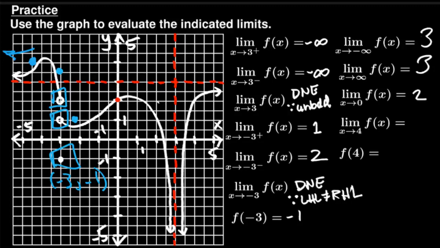Alright, anyway, how about let's look at as x approaches 4. So here's 4. Let's just see if we just look over here. Is there a point? Oh, hey, look, there's an actual point. What is it? 2. 4, 2. So that equals 2. So that means f of 4 itself also equals 2. Alright, cool.